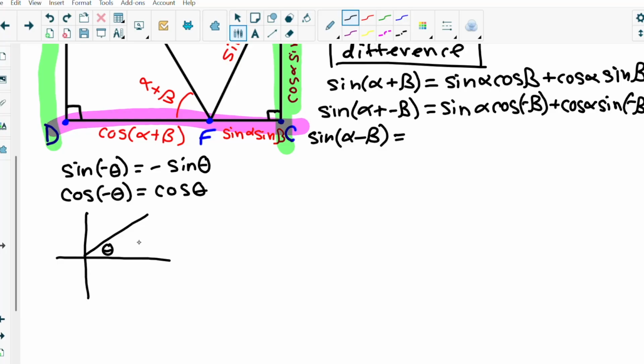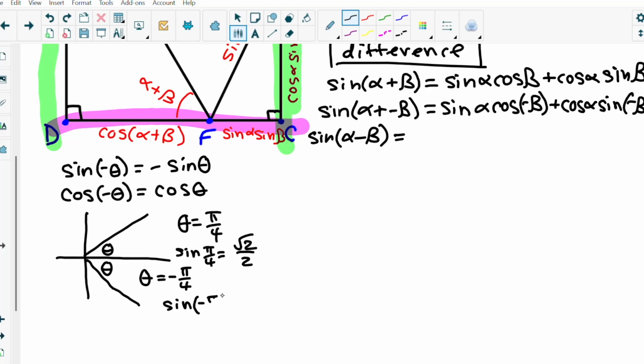So if I say theta for this one, theta equals pi over 4, what's the sine of pi over 4? That's square root of 2 over 2. Okay? If I do theta this way, where theta equals negative pi over 4, so I'm going clockwise, and we know that's a negative angle, what's the sine of negative pi over 4? Well, it's in quadrant 4. The sine ratio represents the y value. We know that's negative square root of 2 over 2.